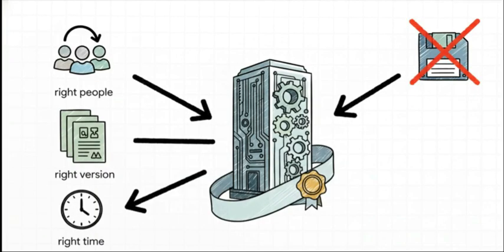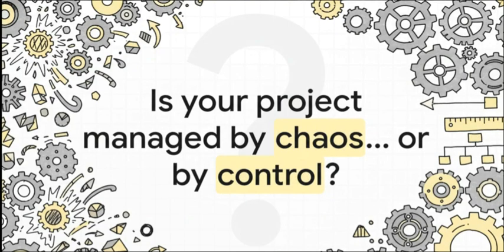Configuration management is way more than just taking backups. It's a professional discipline that makes sure the right people have the right version of the right thing at the right time. It's how you go from hoping you've got the right thing to knowing you do. It's how you guarantee quality. So I'll just leave you with this one thought to chew on. When you look at your own work, your own projects, are they being managed by chaos or are they being managed by control?